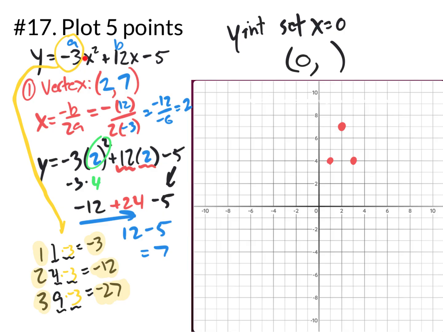So if you were to plug in a 0 here and a 0 there, everything becomes 0 except the minus 5. So you get the actual coordinate 0, negative 5, and you get your y-intercept.